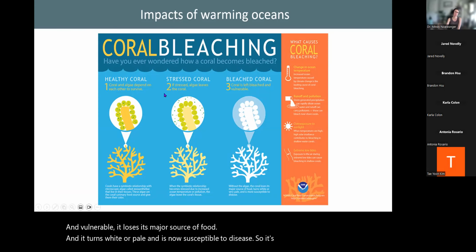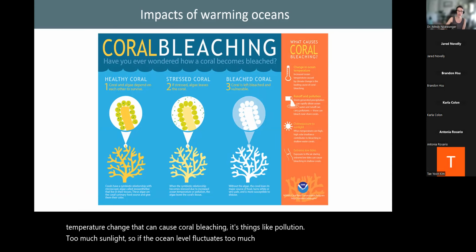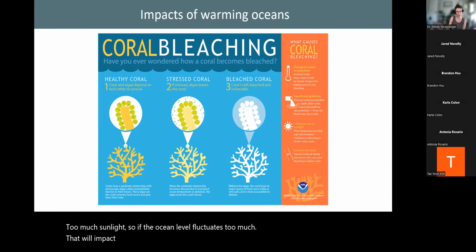It's not just ocean temperature change that can cause coral bleaching. It's things like pollution and too much sunlight. If the ocean level fluctuates too much, that will impact the coral. For example, extreme low tides when the water level drops.